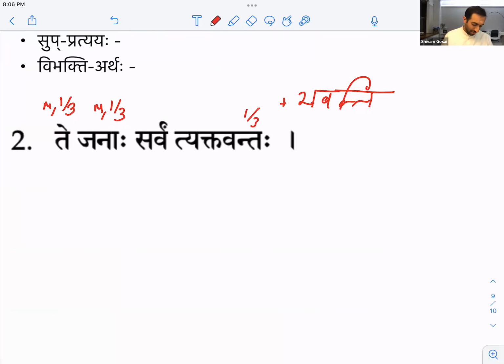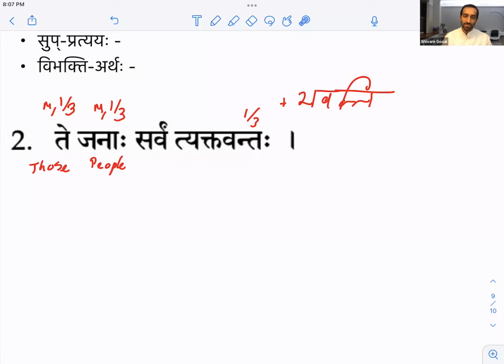Okay, so let's go one by one. Te janaha. These are both kartari prathama to bhavanti, right? And they are in samanadhikaranam. Te means those. Janaha means people. Those people. Those people are what?